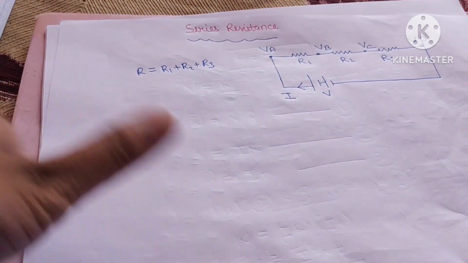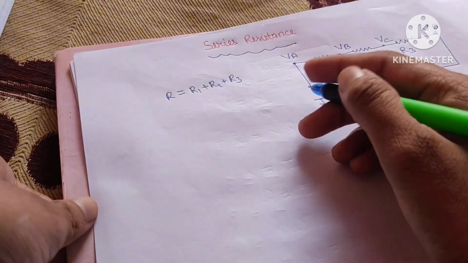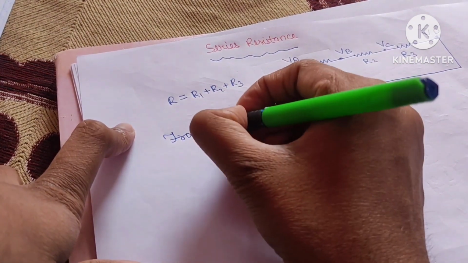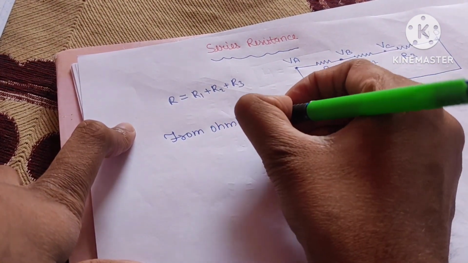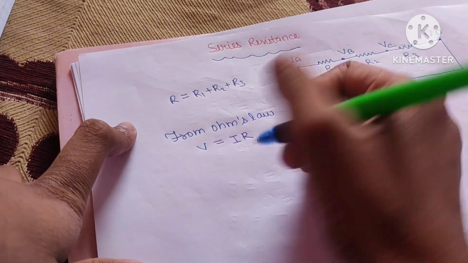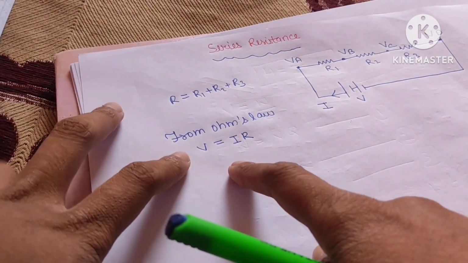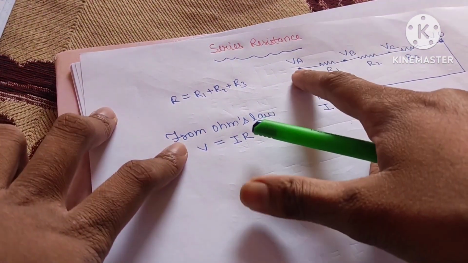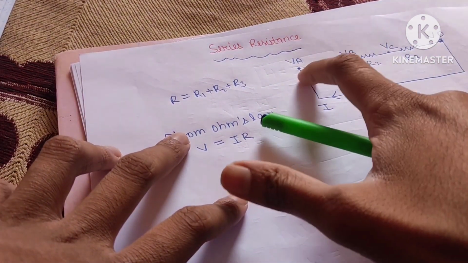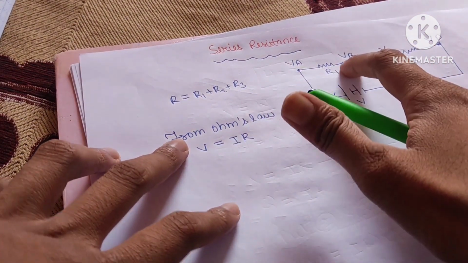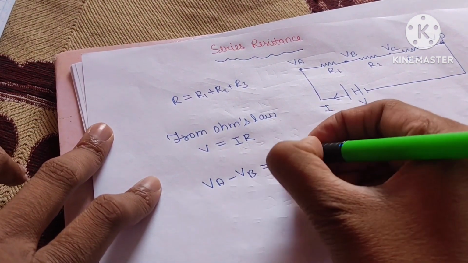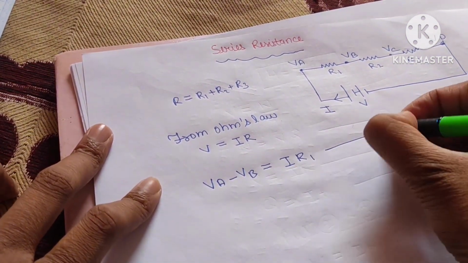Okay, so let's go. We know from Ohm's law, V is equal to IR. So what we'll do, we'll take the potential differences here, VA, VB, VC, VD. From VA to VB, we have V equal to IR1. Take this as equation 1.